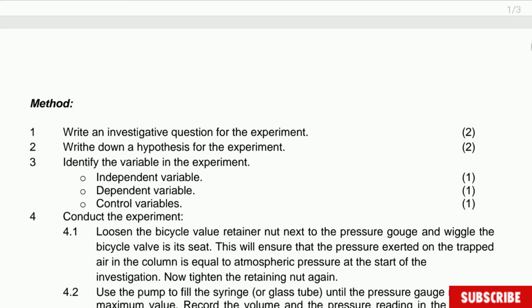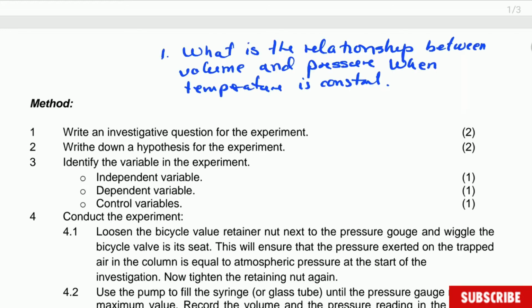Now remember, an investigative question cannot be a question where the answer is yes or no. So for instance, you cannot say, does volume change, does pressure change? That is wrong, because the answer is, oh yes, it will change. Instead, we are going to write: what is the relationship between volume and pressure when temperature is constant? Here you can see that you have the variables involved, even the constant variable or control. This is the only way of writing a question. Now important, it's a question, and questions have a question mark.